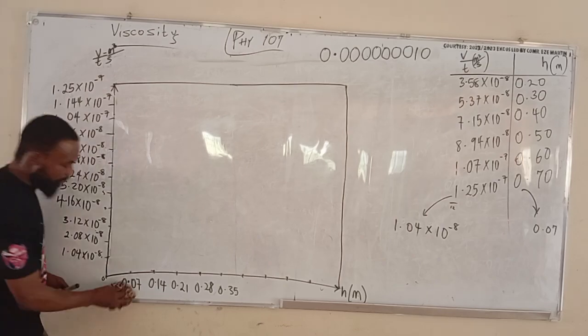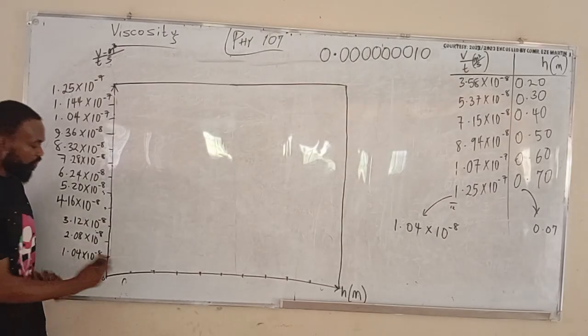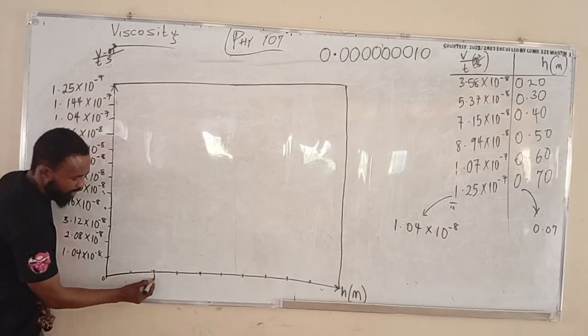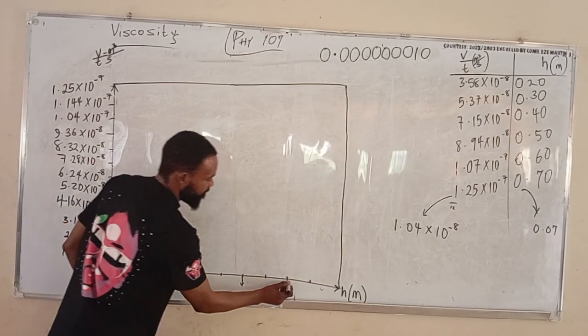Are you seeing it? So let me clean this now. If you like, pay attention. If you like, replay it. So let me now say, from this point to this point is 4 cm, 4 cm.